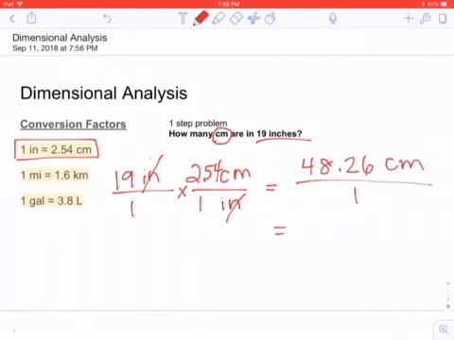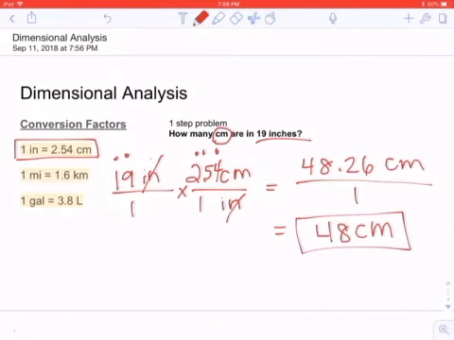And I'm going to round this to two significant figures because I have two significant figures here, 19, round to my least precise number. So that will give me 48 centimeters. So 19 inches is equal to 48 centimeters.